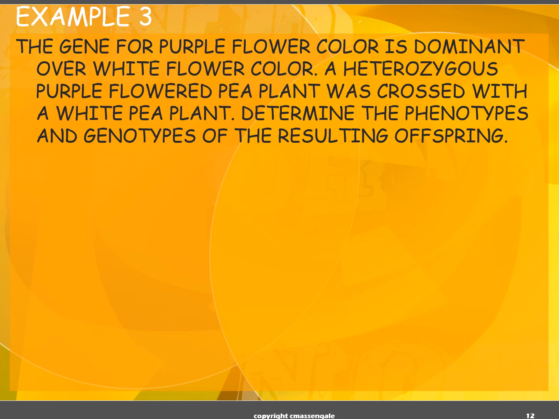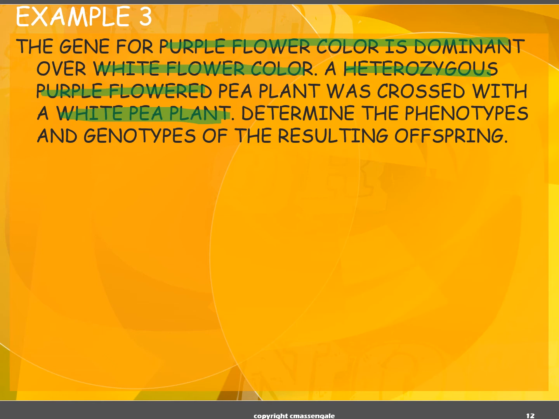Example number 3: the gene for purple flower color is dominant over white flower color. A heterozygous purple flowered pea plant was crossed with a white pea plant. Determine the phenotypes and genotypes of the resulting offspring. So, let's look first for some clues in the problem. The gene for purple flower color is dominant, so purple is still dominant over white. White flower color is our recessive. Now, let's look for clues about the genotypes of the parents. Heterozygous purple is crossed with a white pea plant. Ayan. So, those are the clues present in the problem.